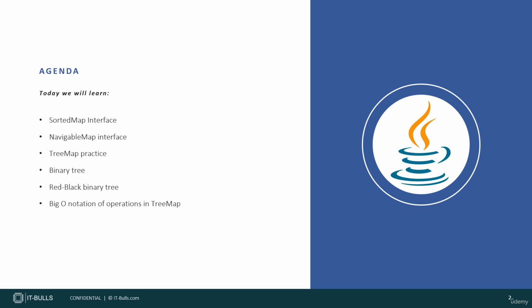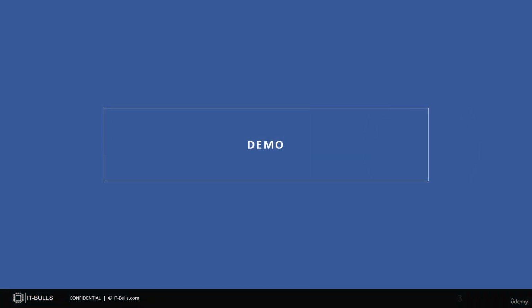We are going to learn what a binary tree is, what a red-black binary tree is, and why the big O notation of TreeMap for its major operations is O(log n). Let's start. To start with, I'd like to jump to the source code of the SortedMap interface to investigate what methods are introduced there.